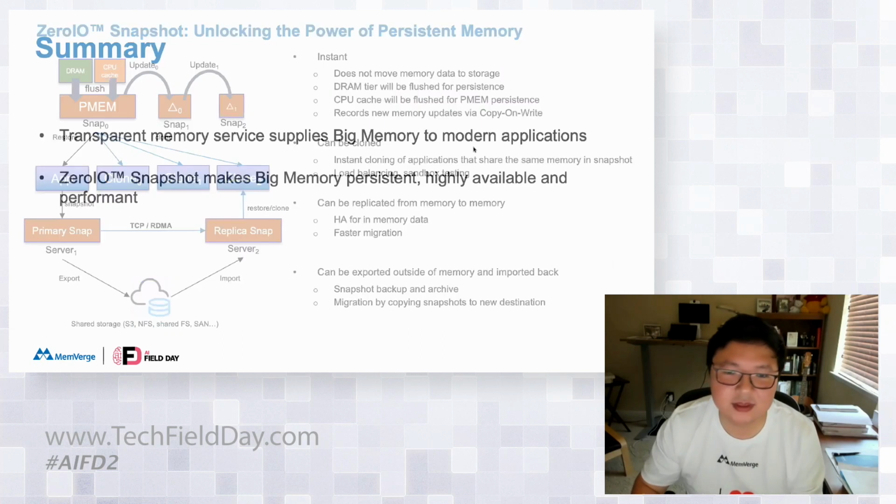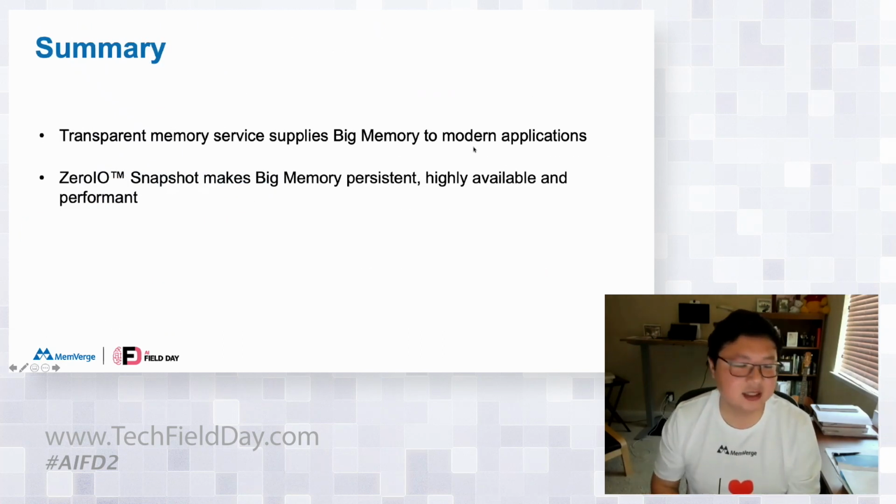So this is my last slide. I just want to give you a quick summary. Memory Machine basically provides two categories of features. The first one is a transparent memory service that supplies big memory to modern applications. The second, with zero IO snapshot, guarantees that big memory is persistent instantaneously and makes it highly available and performant again.